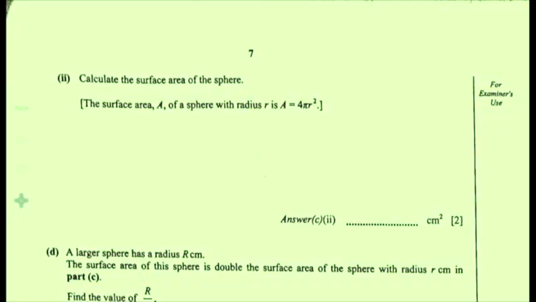We can have a look at the next question. Calculate the surface area of the sphere. The equation we use to calculate the surface area of a sphere is 4 pi r squared. So your sphere with that radius r, its surface area will be 4 pi r squared. We have to recall that equation, or in fact, that equation will actually be given in that particular question. So in this case, your area is 4 pi r squared.